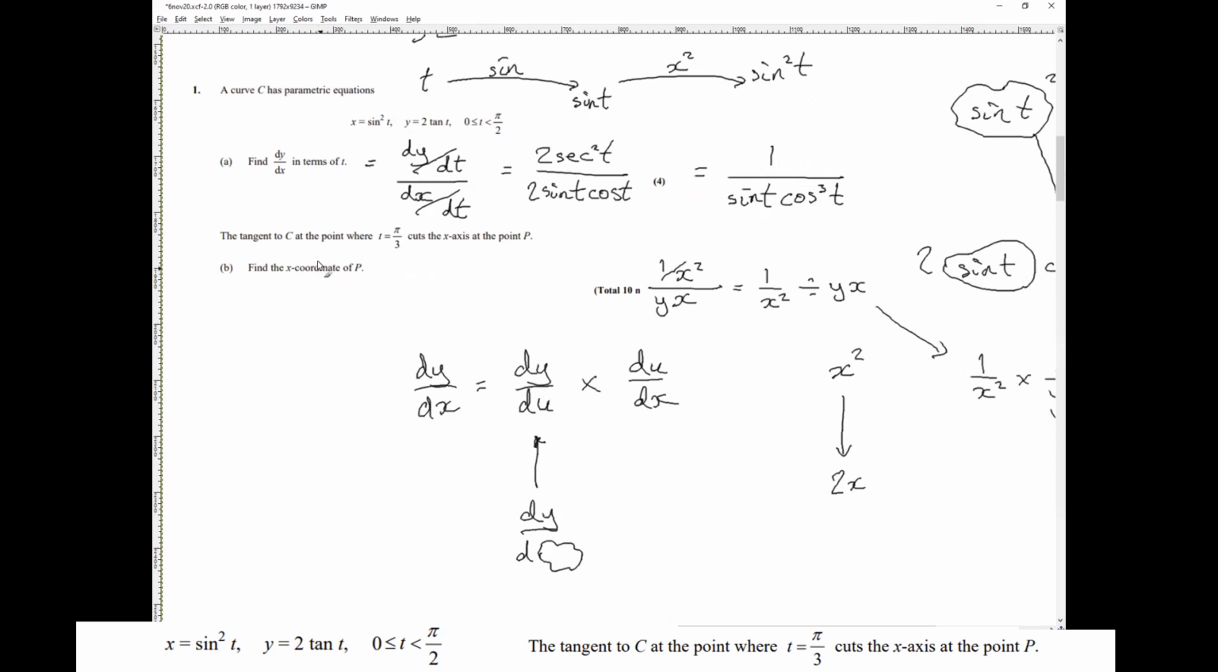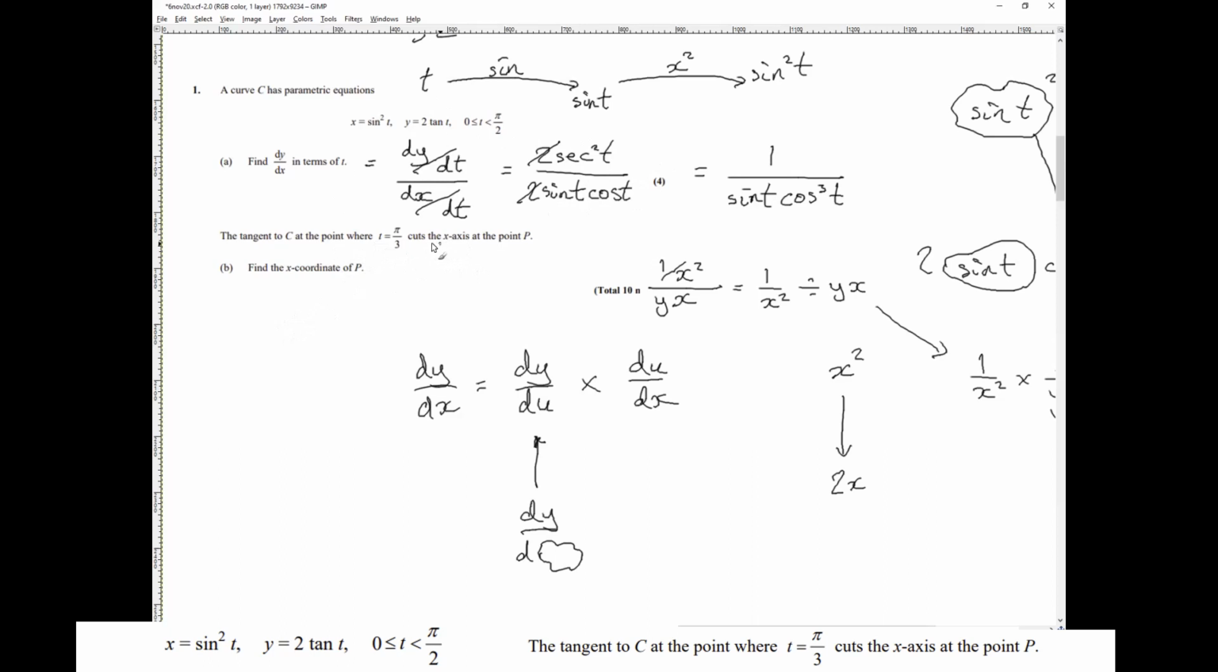The tangent to c at the point. Anyway, we've got dy dx in terms of t here. You could just cancel the 2's and give them that. That would be fine. But you might prefer to express it as cosec times sec cubed. It's a weird one, so I just want to check it's correct. 2 sec squared t over exactly that. So that's fine.